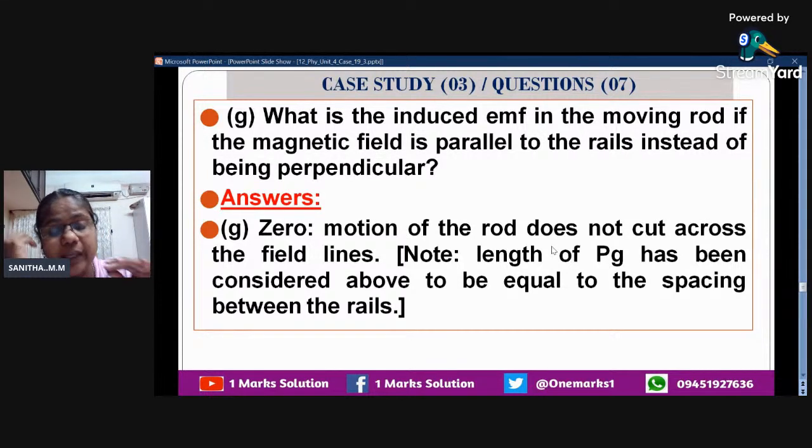And one more thing, if you want, you can just note this one. The length of the rod has been considered to be equal to the spacing between the rails. That you have to note. The length of the rod that is given there, you have to be very careful that it should be equal to the spacing between the rails. So anyway, I think it's clear, induced EMF is very important. You should know that whenever there is a change in magnetic field, an EMF is induced.